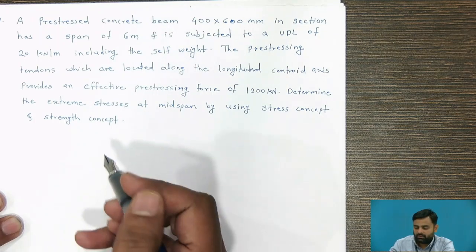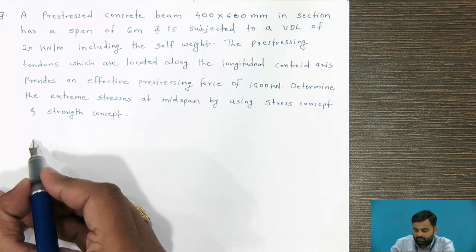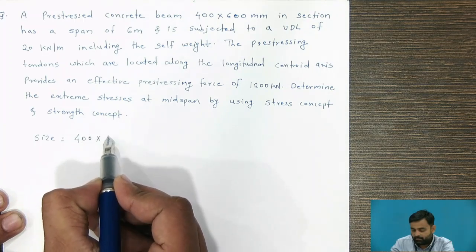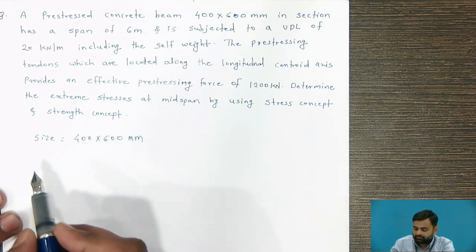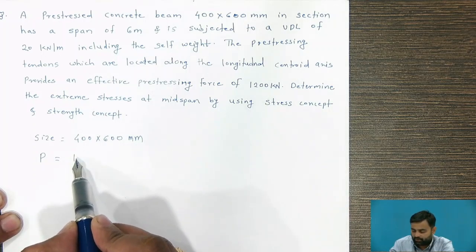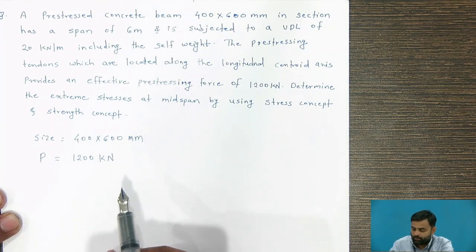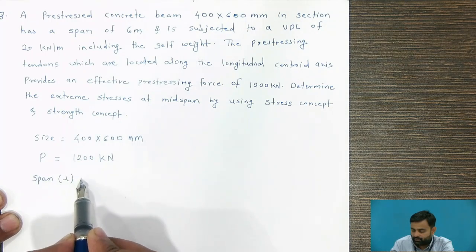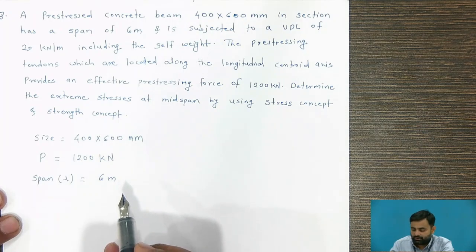So now, if we write down the given data: the size of the section is given. Size is equal to 400 by 600 mm. Then they have given the prestressing force P, which is 1200 kilonewton. The span of the section is also known to us. So the span L is given as 6 meter.